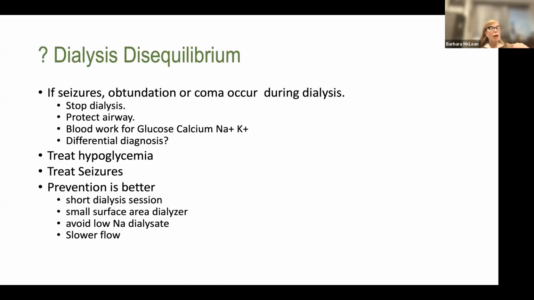Even though the patient was relatively stable, his BUN was so high, they were concerned for dialysis disequilibrium. Typically, you don't see that in somebody whose BUN is less than 60, but when it's significantly higher, you see such profound fluid shifts in these individuals. So what do you do if this happens? You got to stop dialysis. You got to do blood work. You've got to do replacement for glucose, calcium, sodium, and potassium. And you might need to do seizure prophylaxis or treat seizures as they occur.